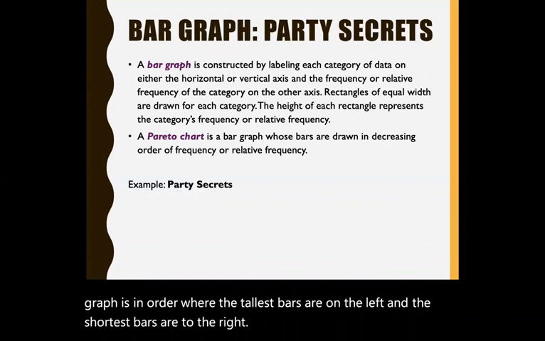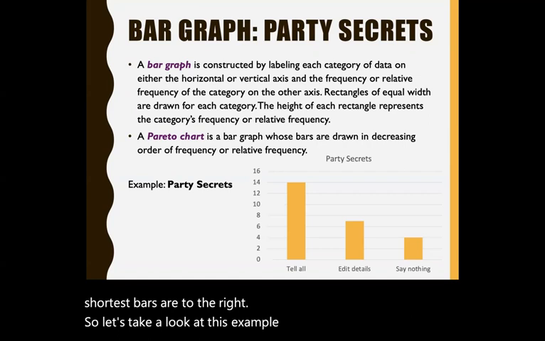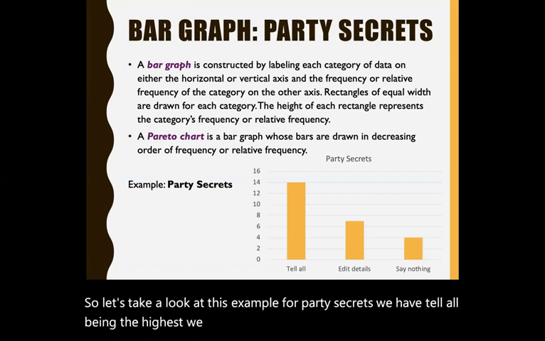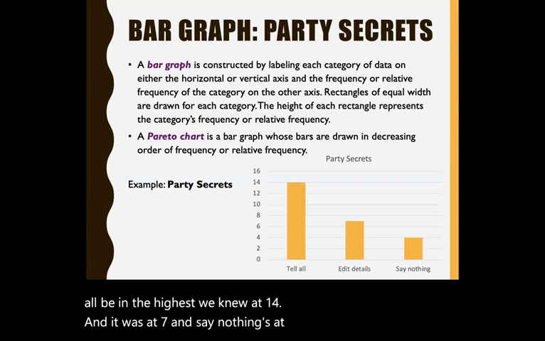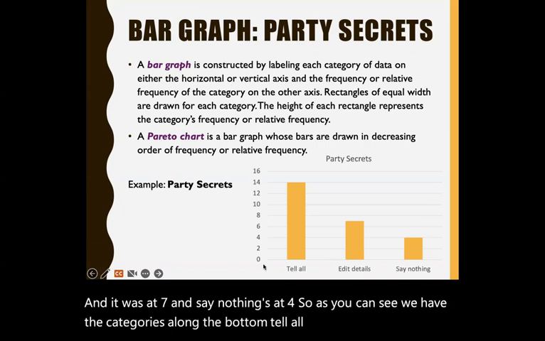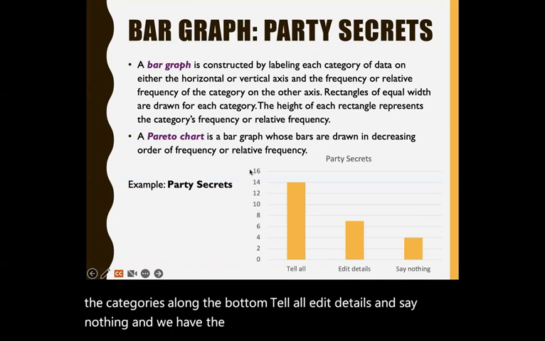So let's take a look at this example. For party secrets, we have tell all being the highest, we knew at 14, edit was at 7, and say nothing's at 4. So as you can see, we have the categories along the bottom, tell all, edit details, and say nothing, and we have the frequency counts going up the vertical axis.